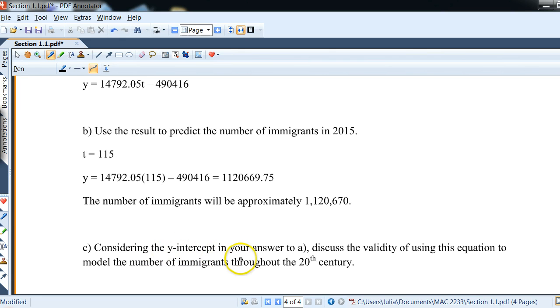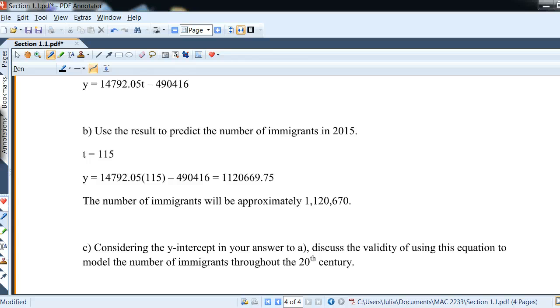Considering the y-intercept in your answer to A, discuss the validity, if you've taken statistics, you probably heard this term before, of using this equation to model the number of immigrants throughout the 20th century. Well, if we look above in this equation, notice how the y-intercept is negative, which doesn't quite make sense. It's not like there was a great exodus of immigrants in 1900, so it doesn't make sense. So something about this model is off. Well, what's the problem here?